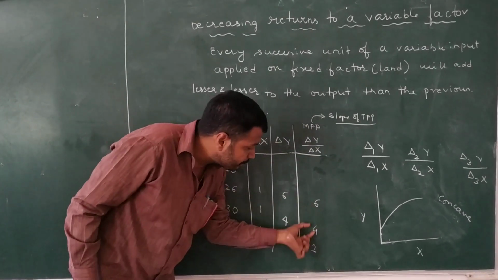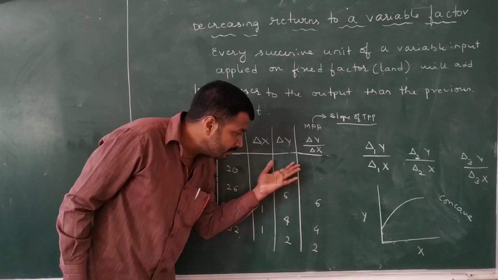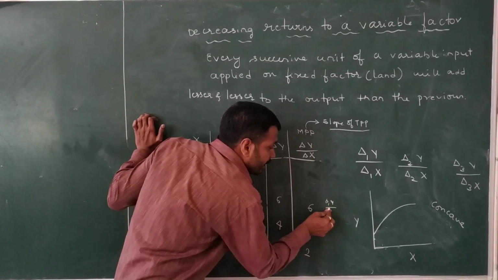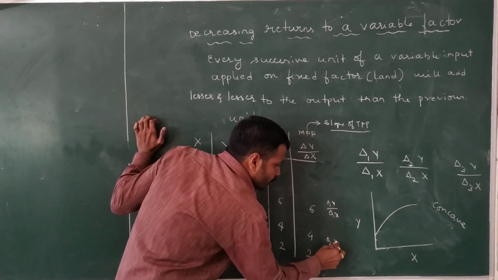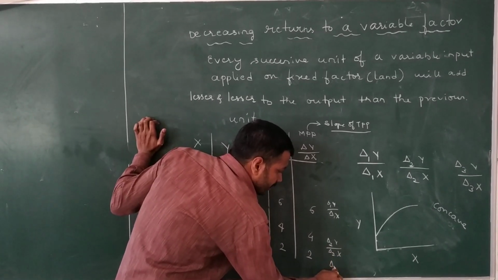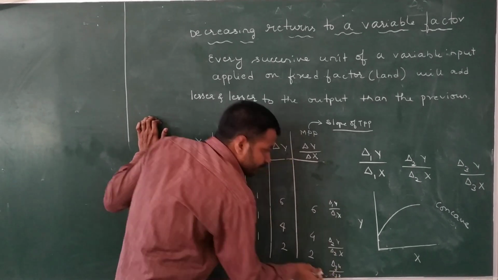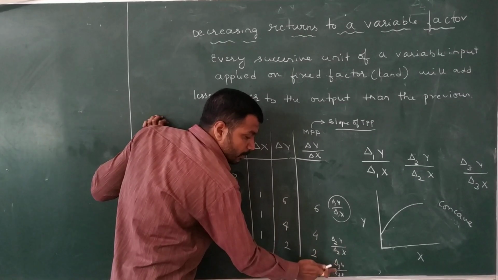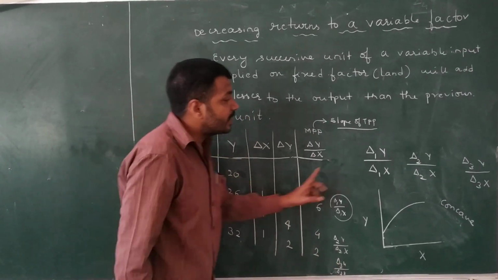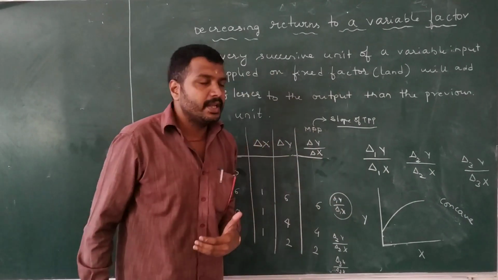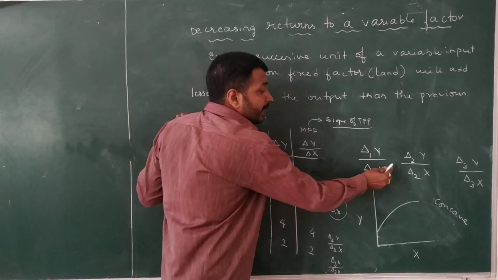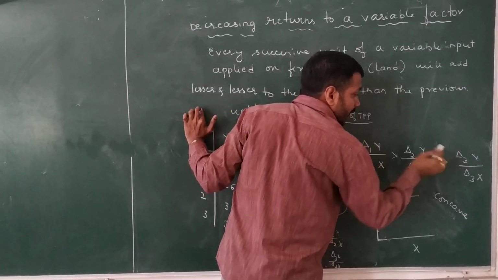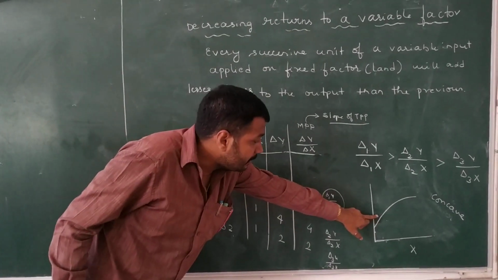Now you observe this particular MP. What has happened in the production process? See here, delta 1 y by delta 1 x, this is delta 2 y by delta 2 x, and this is delta 3 y by delta 3 x. This is a greater figure compared to this one. This is more than this one. So when we establish a functional relation in algebraic representation, this will be more than this, so it has a greater than symbol. Okay, that you remember.